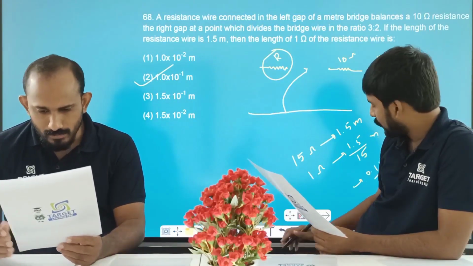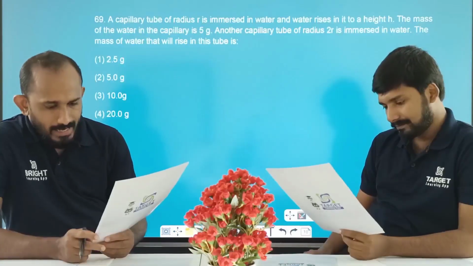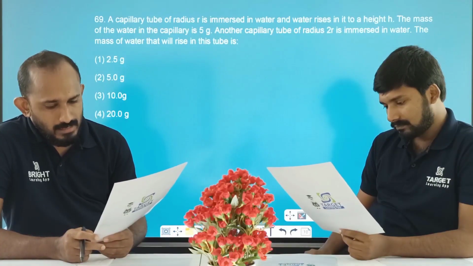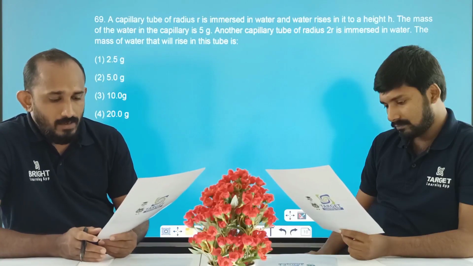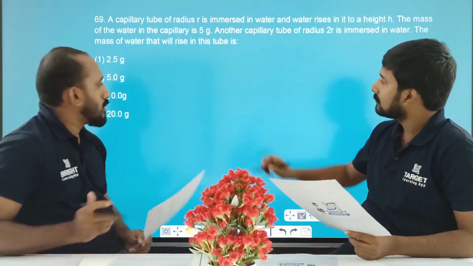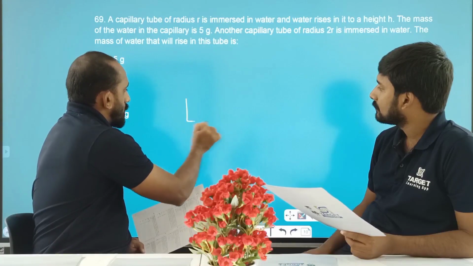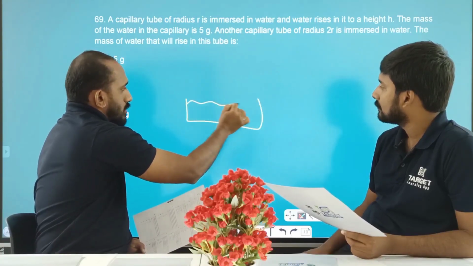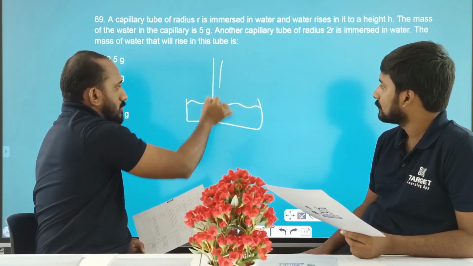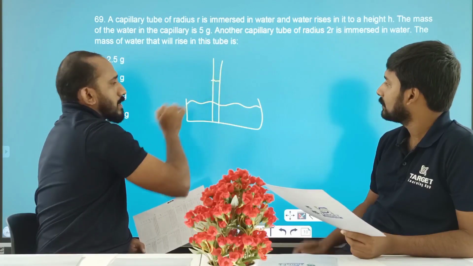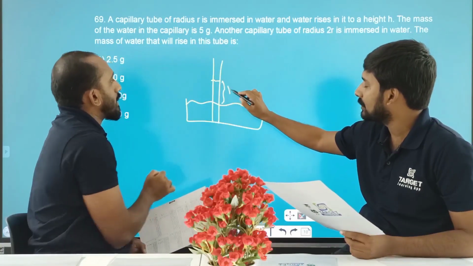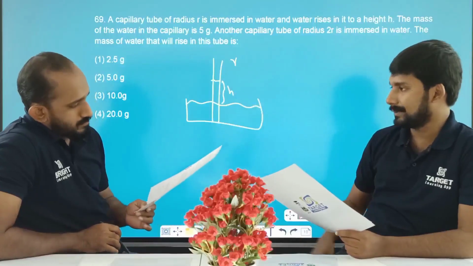Next, question 69 is from fluids, mechanical properties of fluids. A capillary tube of radius r is immersed in water and water rises to a height h. So in a beaker, water is there, and we inserted a capillary tube. The water rises to this height, so h is given here. The radius of the tube is r.